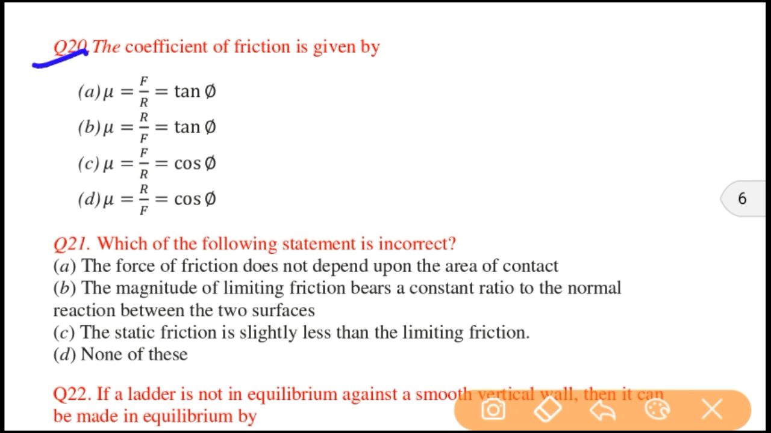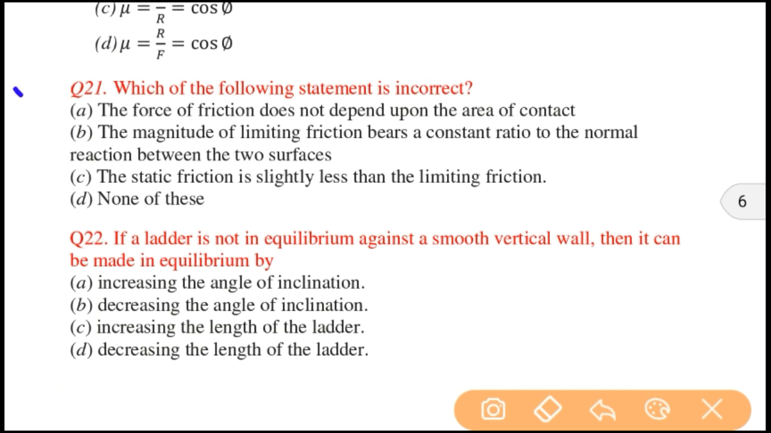In the next question, the coefficient of friction is given by: option A will be the correct answer. Mu equals F by R, where F is the force and R is the normal to the force.